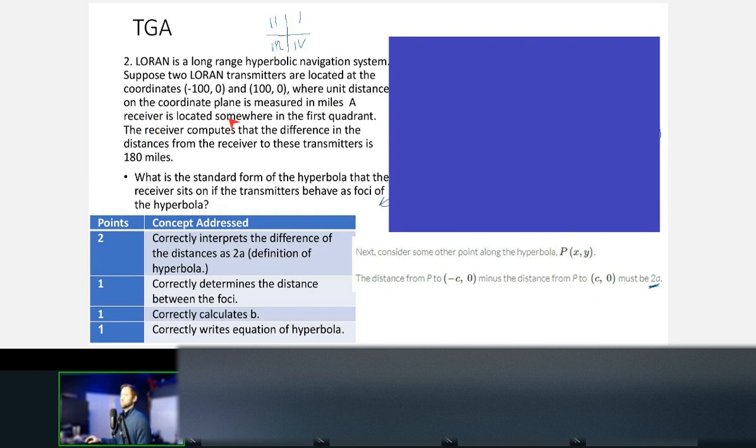A receiver is located somewhere in the first quadrant. So I did label my quadrants, and we did talk about this in class before. We have quadrant 1, quadrant 2, quadrant 3, quadrant 4. So this one says that a receiver is located somewhere in the first quadrant. The receiver computes that the difference in the distances from the receiver to these transmitters is 180 miles.